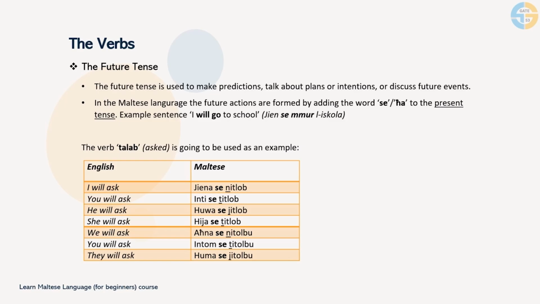For example, I will ask, jien se nitlob. You will ask, inti se titlob. He will ask, huwa se jitlob. She will ask, hija se titlob. We will ask, aħna se nitolbu. You will ask, intom se titolbu. They will ask, huma se jitolbu. Okay?